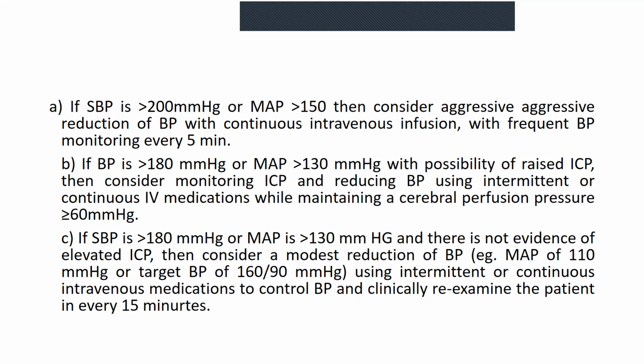If systolic blood pressure is more than 180 mmHg or MAP is more than 130 mmHg, and there is no evidence of elevated ICP, then consider a modest reduction of BP. That is MAP of 110 mmHg or target BP of 160 by 90 mmHg using intermittent or continuous intravenous medication to control BP and clinically re-examine the patient every 15 minutes.